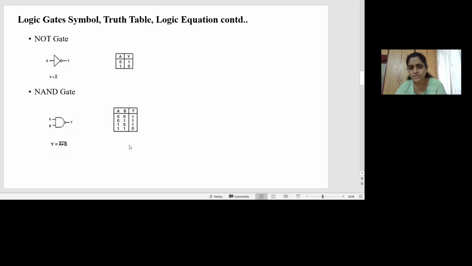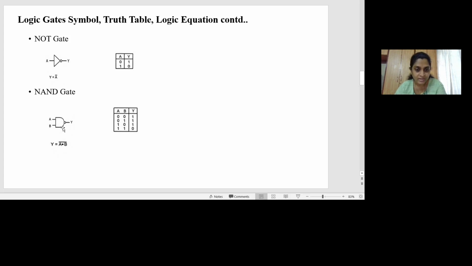Now let's look at the truth table of a NAND gate. Here you can see when both the inputs are 0, the output of NAND is 1. Also when any of the inputs is 1, the output is 1. Similarly, when both the inputs are 1, the output is 0. So this output column you are seeing on the screen is exactly the complement of the AND gate output.